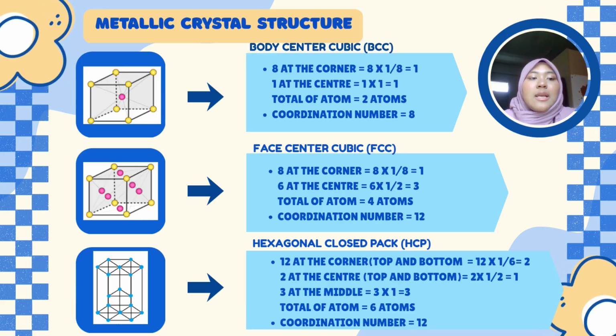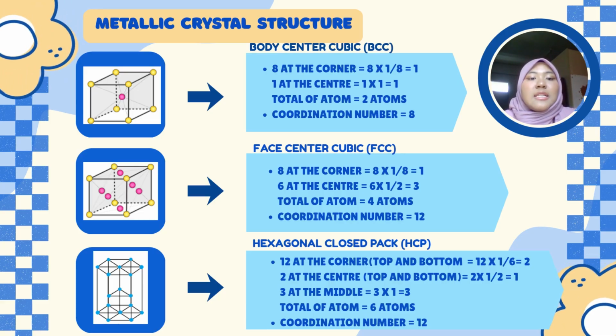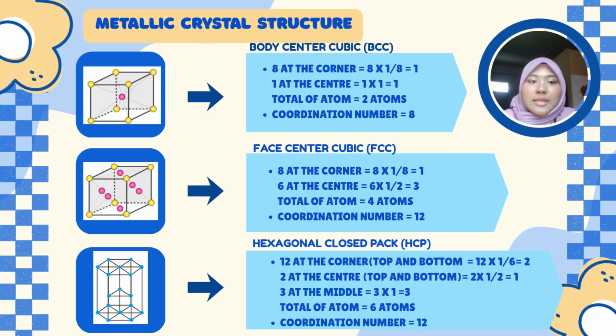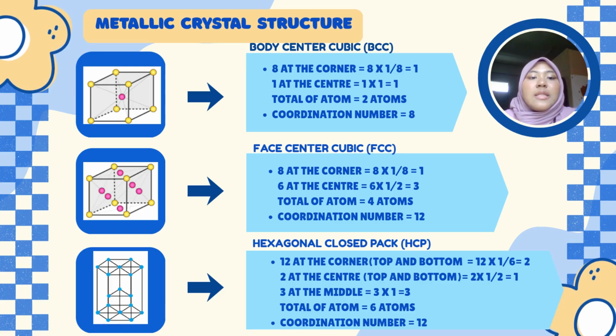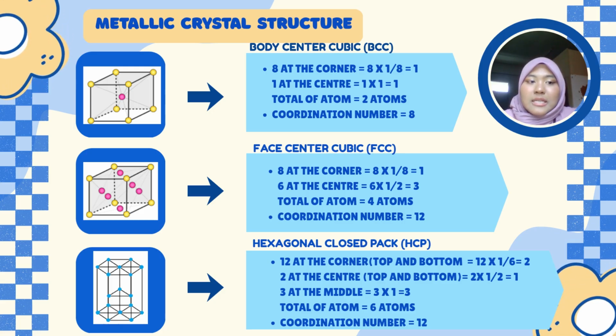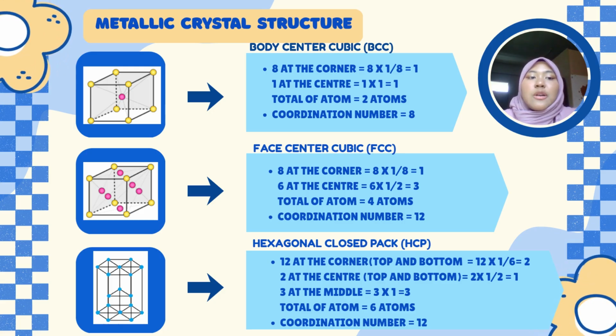And the last one, in HCP structure, atoms at the top and bottom corners contribute 2 atoms, atoms at the top and bottom faces contribute 1 atom, and 3 atoms are fully inside the unit cell, giving a total of 6 atoms with a coordination number of 12.